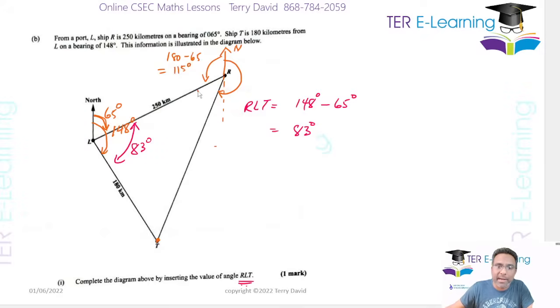Right? And what I need to do is figure out this angle here, and then I can work out the bearing. I'll just have to say 360 minus the 115 plus whatever this angle is here. So we need to work out this particular angle here, right? And for that one, I'm going to have to use the sine rule in order to do that.